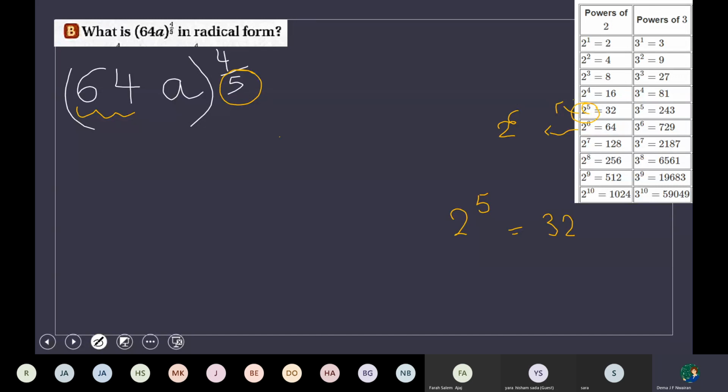Now, 3 to the power 5 is 243. I cannot make it 64. But 2 to the power 5 is 32. Can I make it to be 64? Yes. If you multiply 32 with 2, what did you get? Did you get 64? Yes. Yes.